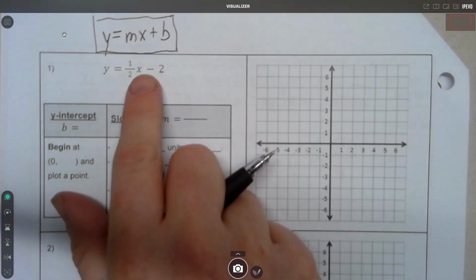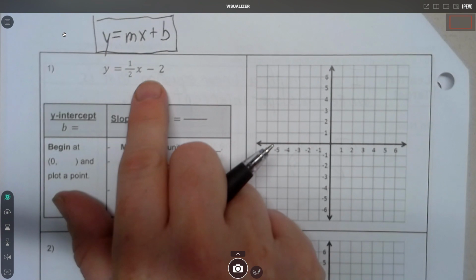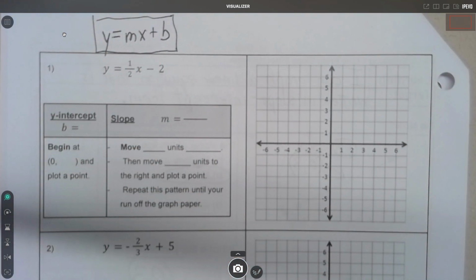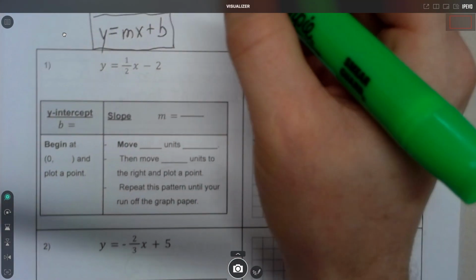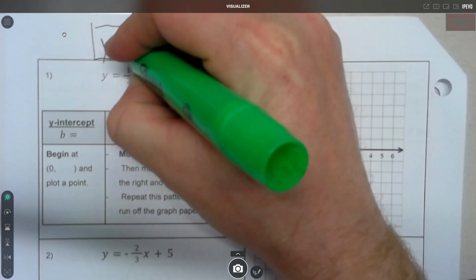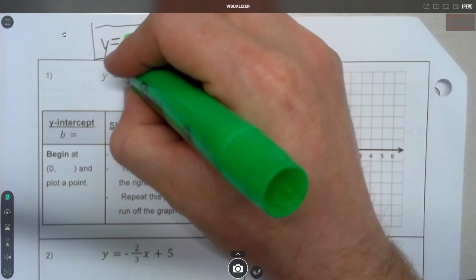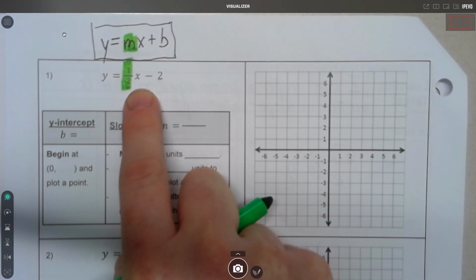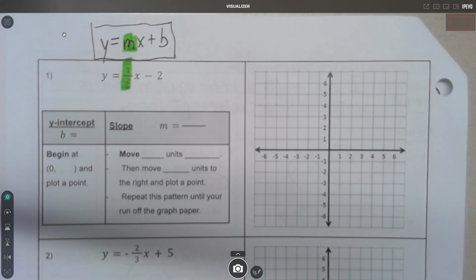So when I'm given a linear equation like this one, I need to recognize which number is the slope and which number is the y-intercept. The slope of the line is always the number that has x attached to it. So we said m was the slope. It tells us the movement. So 1/2 is the number that has x attached to it. This is the slope number.